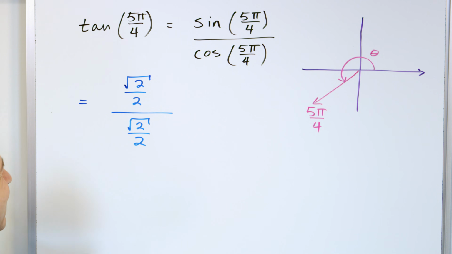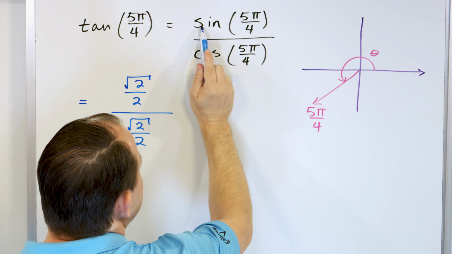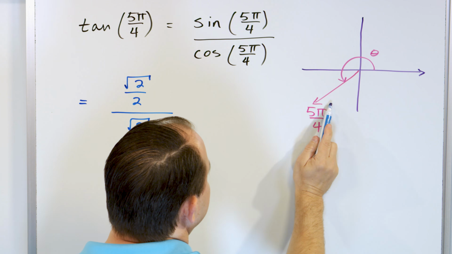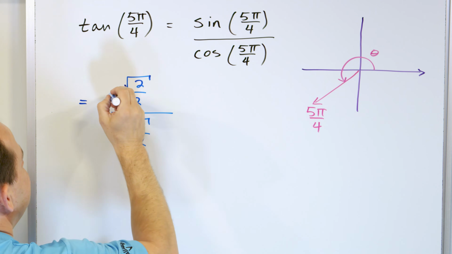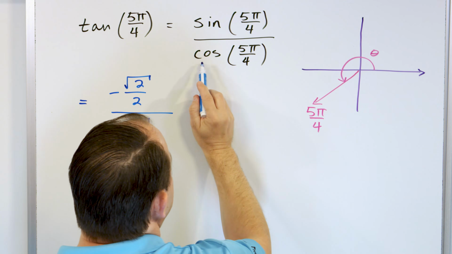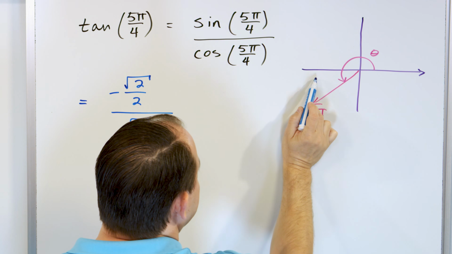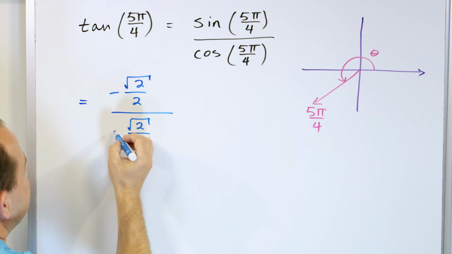And now we need to put the correct signs in place. So here's the sine of this angle. We know the number is square root of 2 over 2, and it's projecting onto the negative y-axis, so this has to be negative. The cosine of 5 pi over 4 means this is projecting to the negative x-axis, so in this quadrant, the cosine is going to be negative.